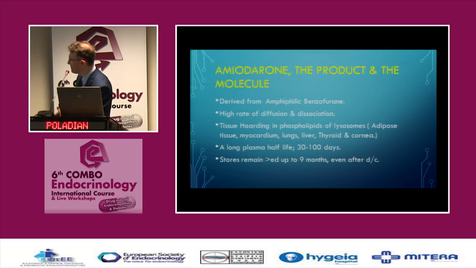It's derived from amphiphilic benzofurane. It has a high rate of diffusion and dissociation. The tissue hoarding is in the phospholipids of lysosomes, adipose tissue, myocardium, lungs, liver, thyroid, and cornea. As you see, it goes and propagates to all the tissues, with a long plasma half-life, 30 to 100 days, and the stores remain elevated up to 9 months, even after discontinuation.